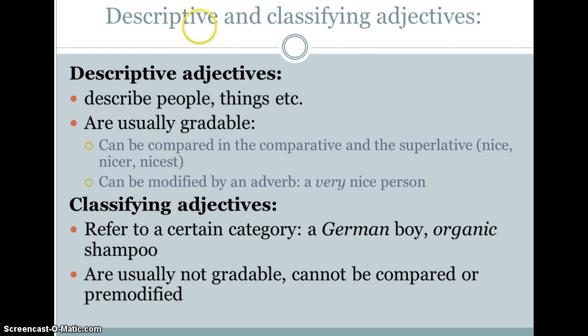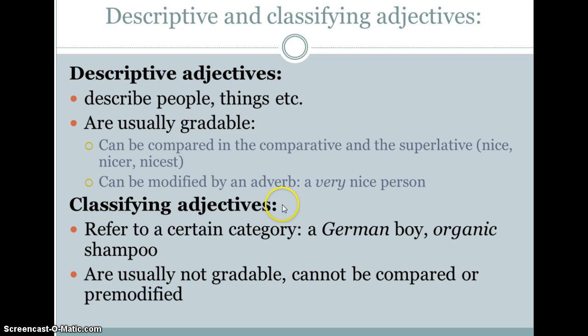Firstly, I'm going to dwell on two categories of adjectives, what we call descriptive adjectives and classifying adjectives. Descriptive adjectives are adjectives that describe people, things, places, etc. And those kinds of adjectives are usually gradable. So they can be compared in the comparative, nicer, and the superlative, nicest. And they can be modified by an adverb, a very nice person.